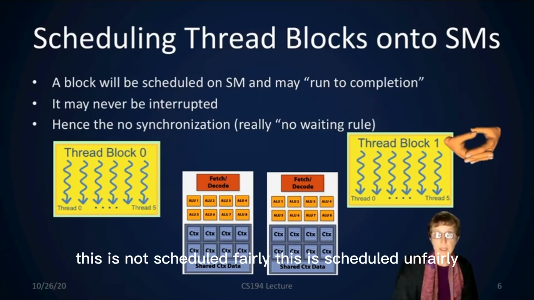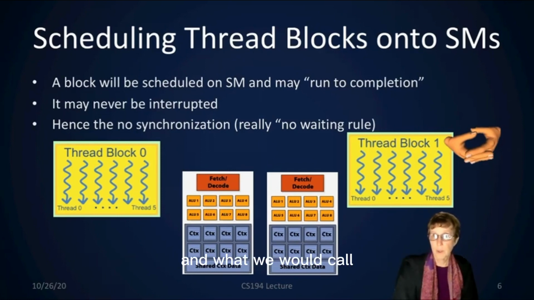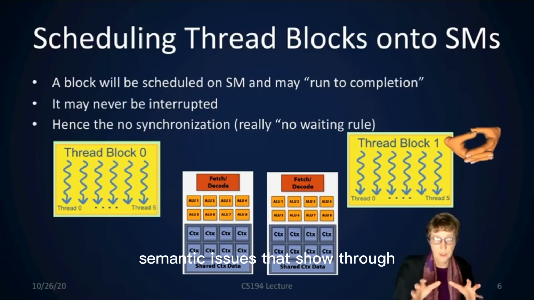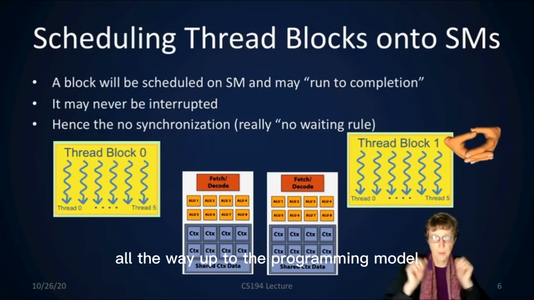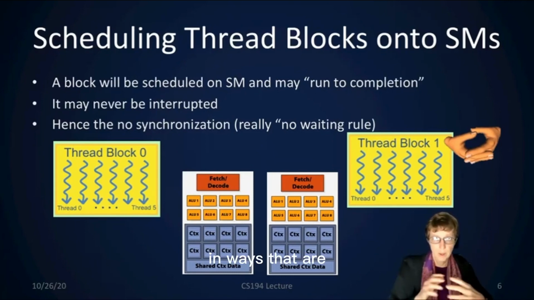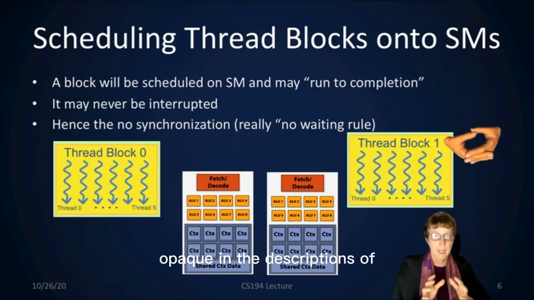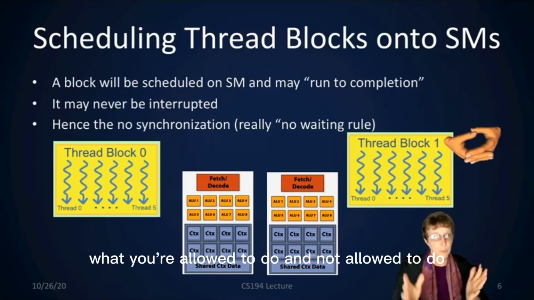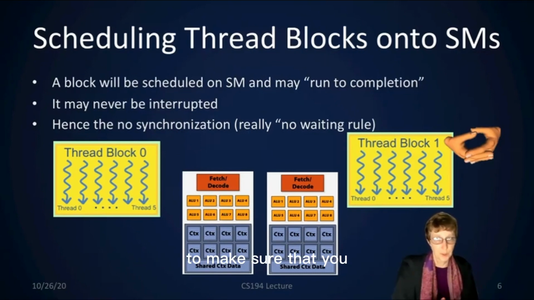Because this is not scheduled fairly. This is scheduled unfairly in what we would call run to completion kind of semantics. And these are semantic issues that show through all the way up to the programming model in ways that are, frankly, I find a little bit opaque in the descriptions of what you're allowed to do and not allowed to do, which is why we asked you about them, to make sure that you understand some of those rules.